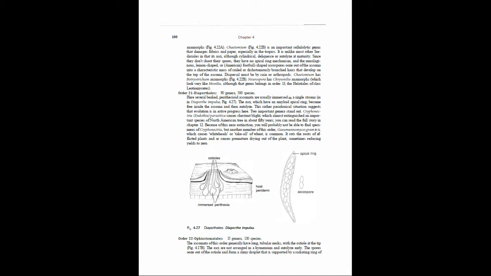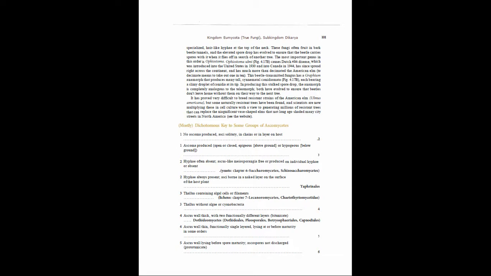Ostioles. Host periderm. Order 22, Ophiostomatales, 15 genera, 130 species. The ascomata of this order generally have long, tubular necks, with the ostiole at the tip, Fig 4.17b. The asci are not arranged in a hymenium and autolyze early. The spores ooze out of the ostiole and form a slimy droplet that is supported by a radiating ring of specialized, hair-like hyphae at the top of the neck. These fungi often fruit in bark beetle tunnels, and the elevated spore drop has evolved to ensure that the beetle carries spores with it when it flies off in search of another tree.